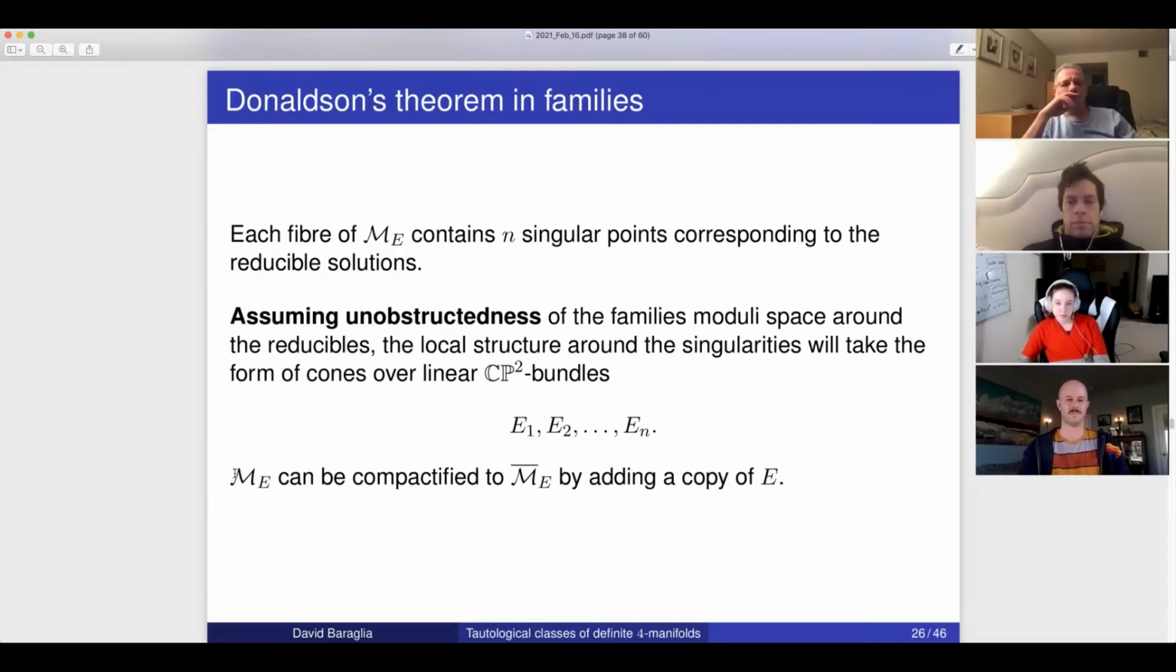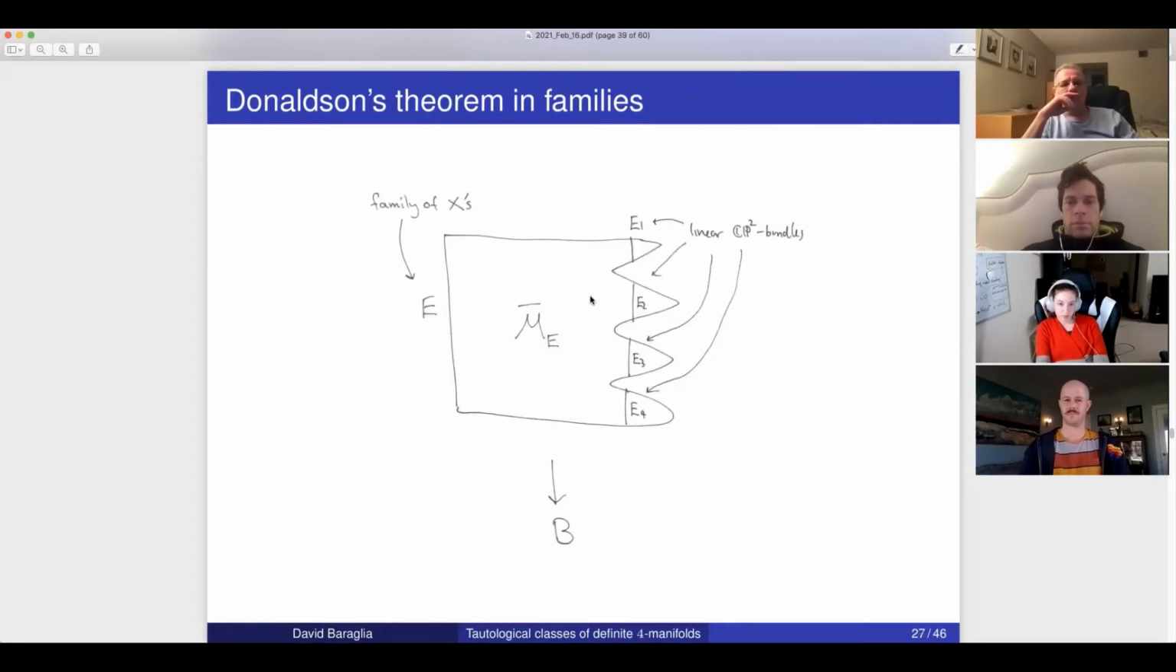And once again, you could compactify this moduli space by adding a copy of X on each fiber. And as you do this in the family, it would be like adding a copy of E. So you would get this family's version of the cobordism. On one side, you've got E, and on the other side, you've got these linear CP2 bundles. And all of this is relative to B, meaning that there's this map to the base B.